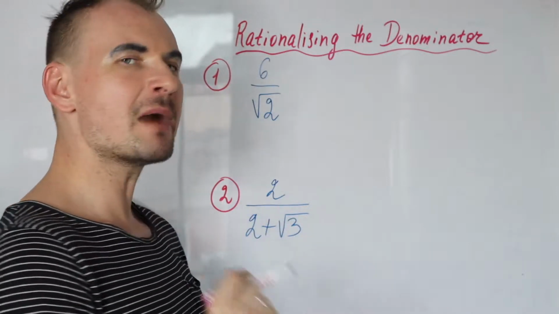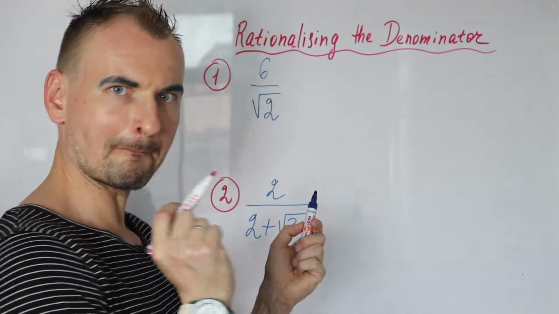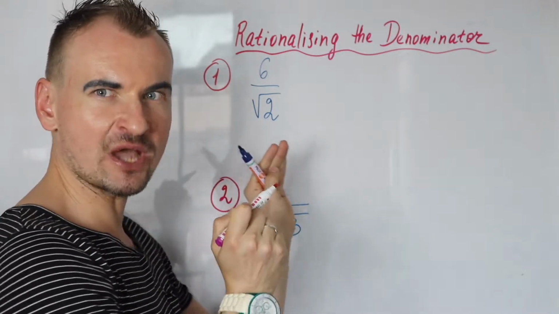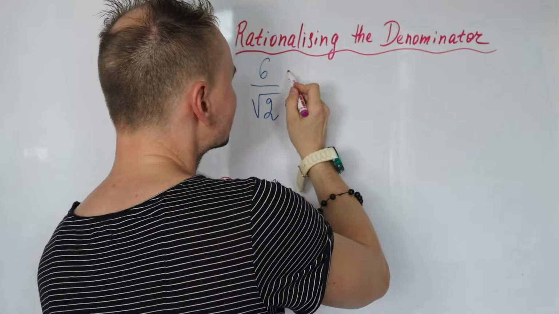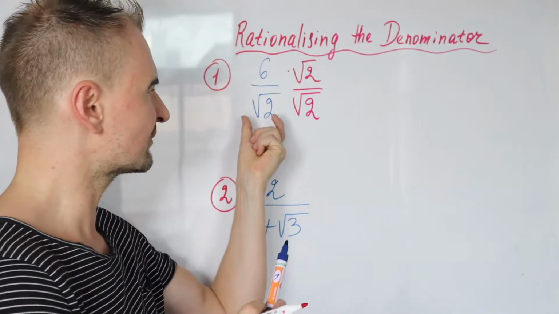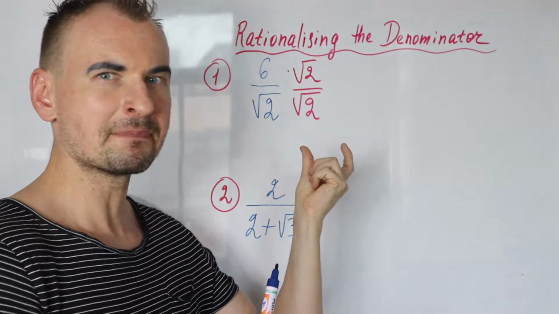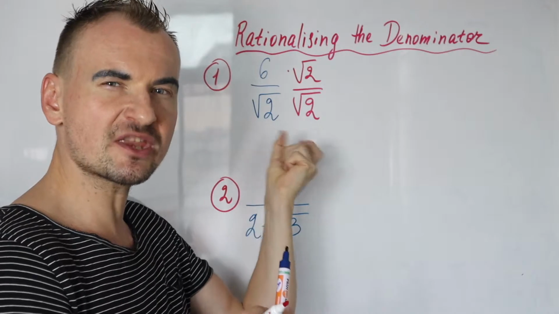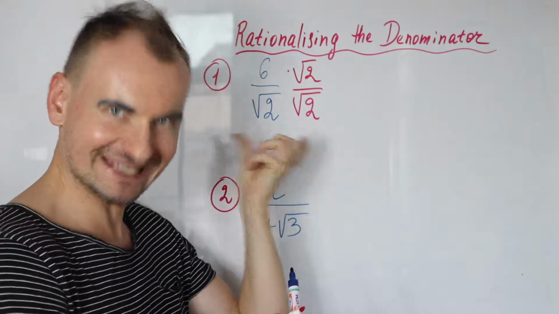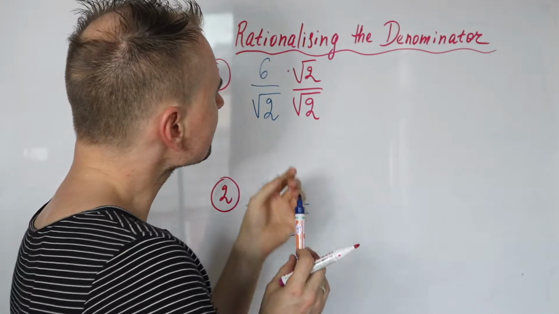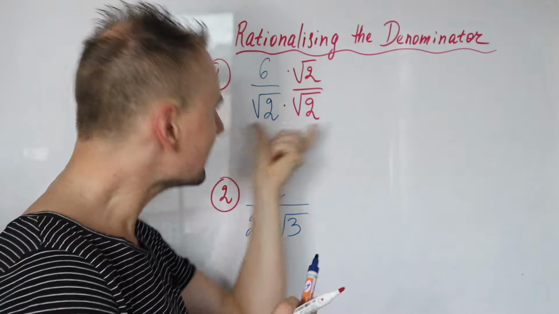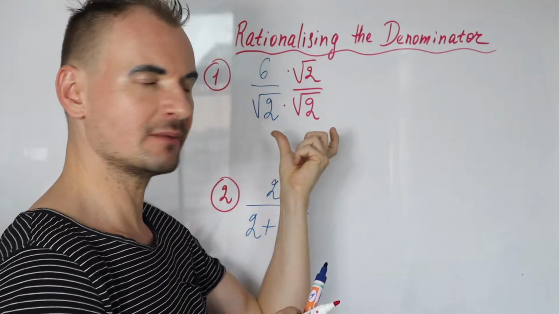What you can do, you can multiply top and bottom by the same number that you are given at the bottom of your problem. So in this case, you multiply top and you multiply bottom by root of 2. Why do you need to multiply top and bottom? Because you don't want to change the overall value of the expression that you are given. You want to keep it the same. Now, why does it help us? Why does it eliminate this root in the denominator?